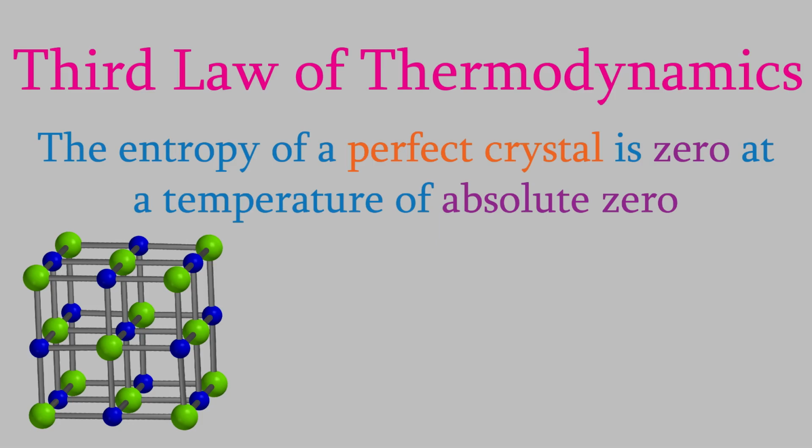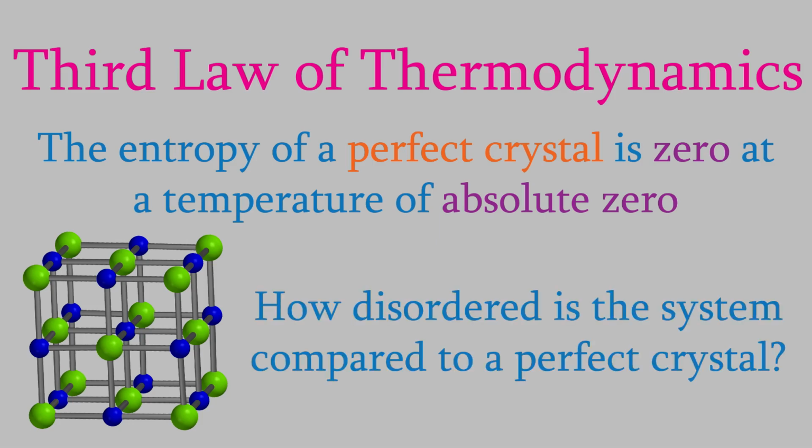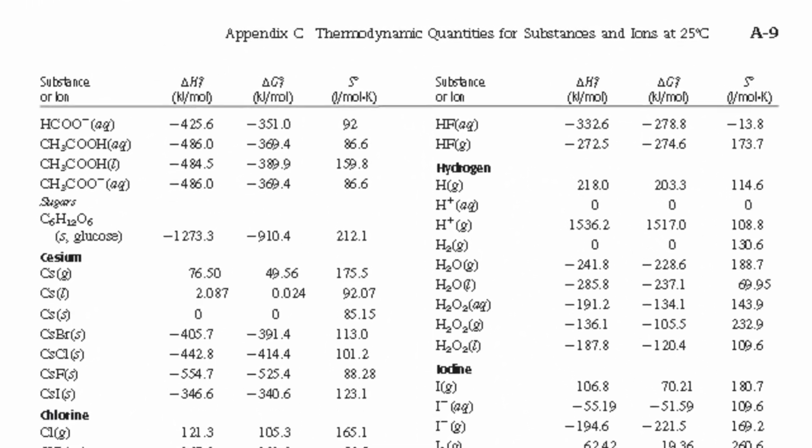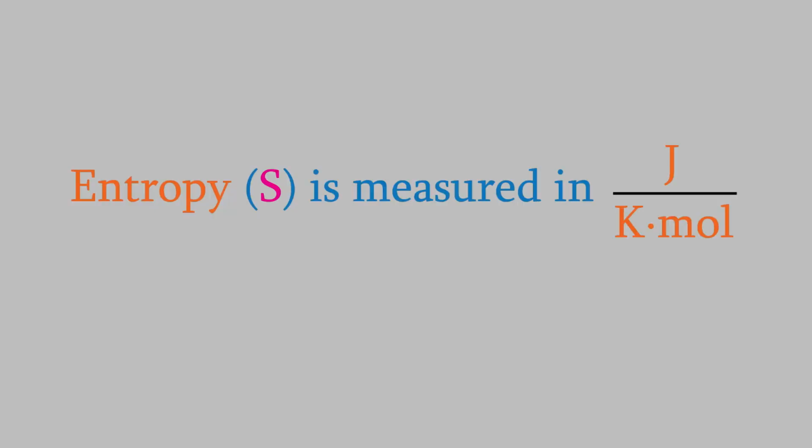To find the entropy of a compound, for example liquid water, we just need to determine how disordered it is compared to a perfect crystal. Unfortunately, that is not easy to do, but luckily for us, this has already been done over the years, and as a result, there's a long list of entropies in the third column of Appendix C in your textbook. The symbol for entropy is a capital letter S, and it has units of joules over kelvins times moles. Notice that, unlike the enthalpy, the units for entropy include kelvins.